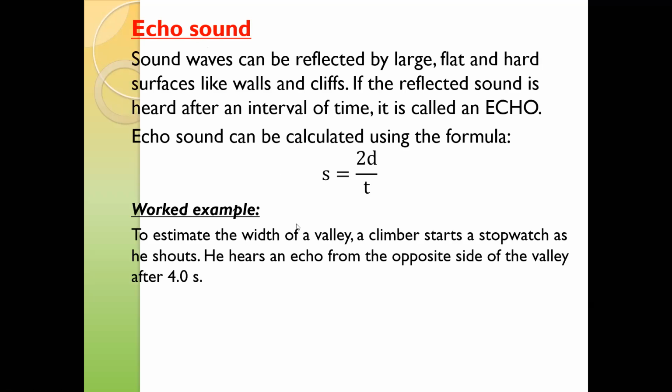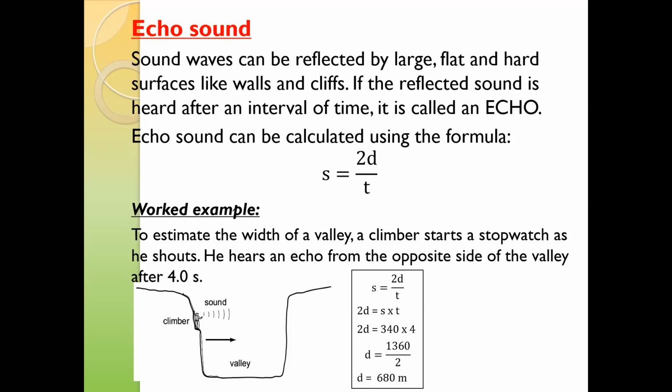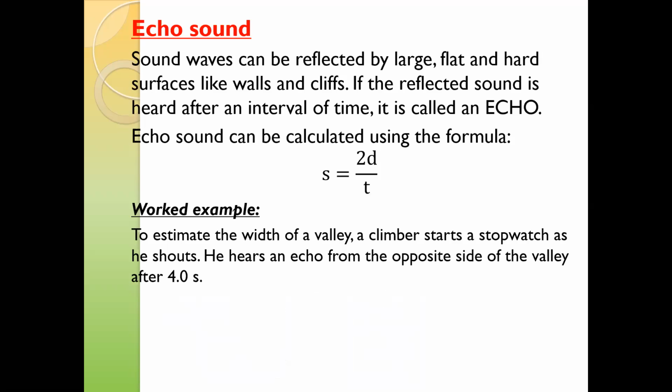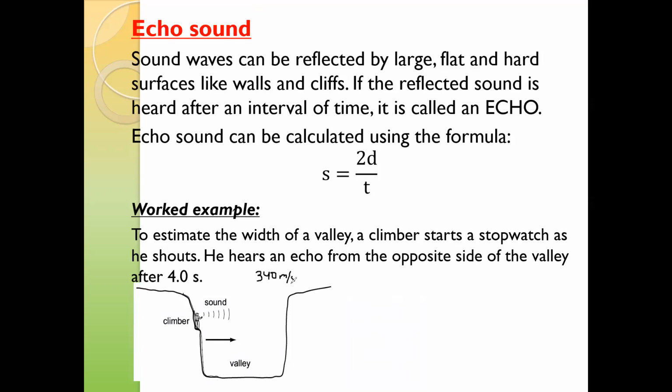What's the answer? To estimate the width of the valley, the climber starts a stopwatch. He shouts and hears an echo from the opposite side of the valley after 4 seconds. The speed you will take as 340. What's the answer?